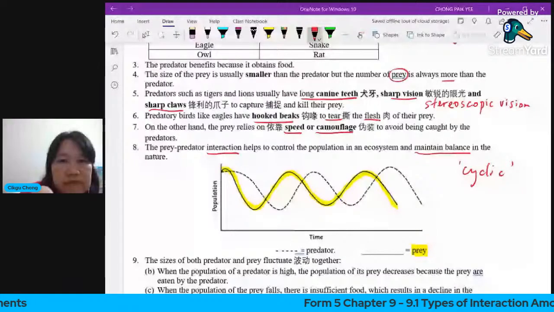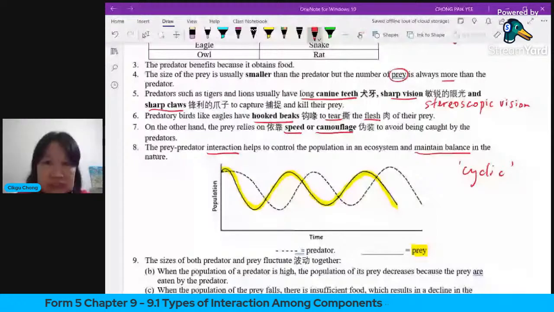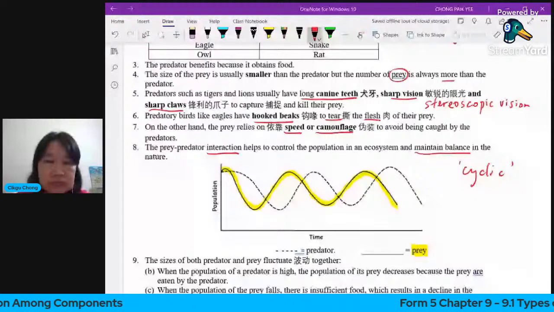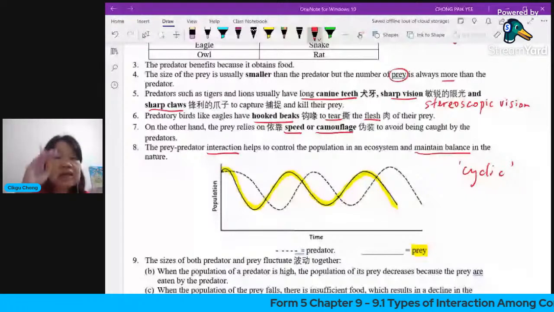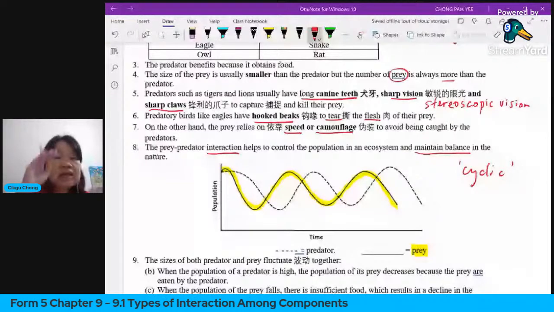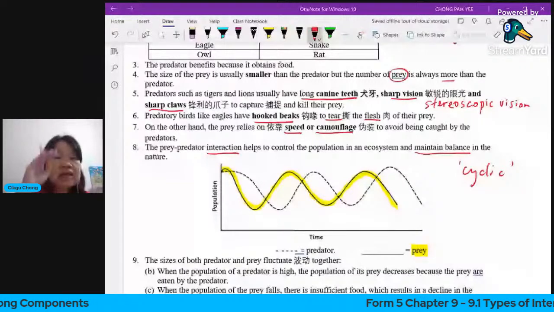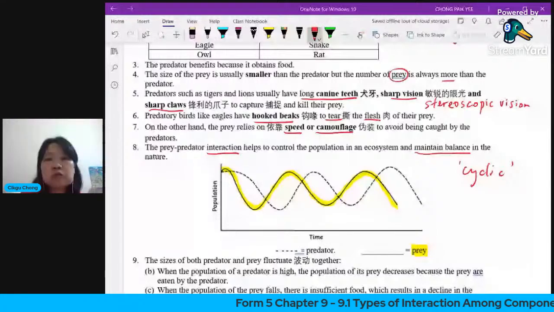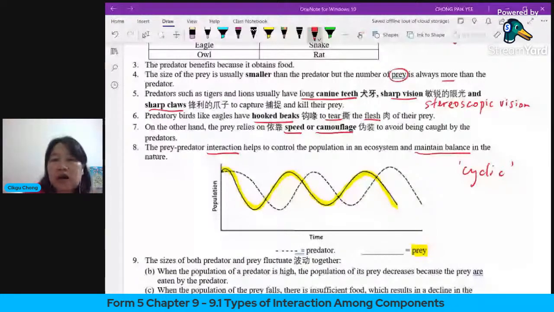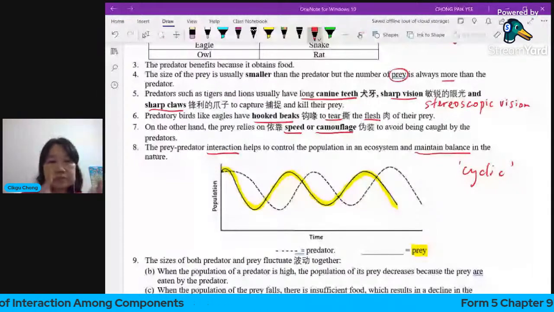So the rule of thumb here to remember is which one changes first. The one that changes first, in this case, you can see is the yellow line, isn't it? Yellow line drops first, then only followed by the dotted line. And when yellow line goes up, you see yellow line goes up first, then only followed by the dotted line. Correct? So which one changes first? Don't care whether it goes up or goes down. As long as it changes first, that shows the population of the prey. I repeat that. Whichever line changes first, whether it goes down first or whether it goes up first, that is the population of the prey.